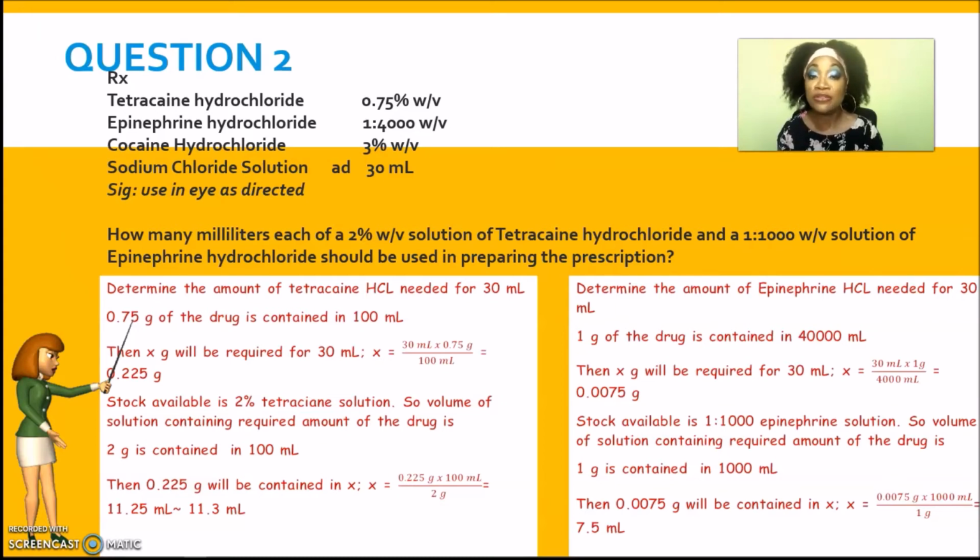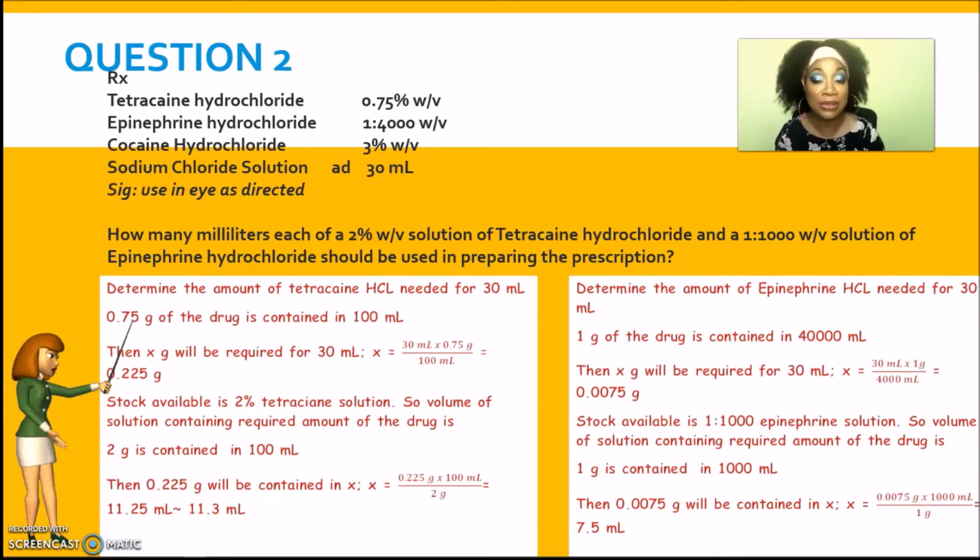So, coming from the concentration of the stock, 2 grams is in every 100 mils. Therefore, what volume will contain 0.225 grams? And we find that out to be 11.25 mils or 11.3 mils. That means we're going to measure 11.3 mils of a 2% tetracaine hydrochloride solution and use it to make this 30 mils of mixture that we want, and it will give us a final concentration of 0.75%.